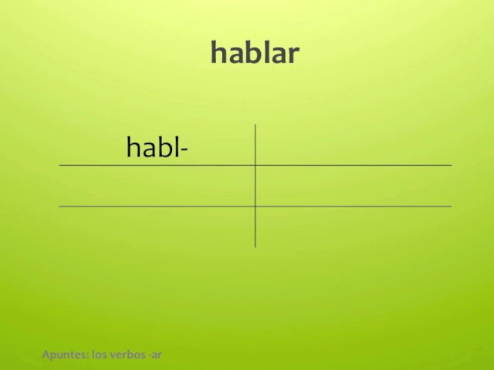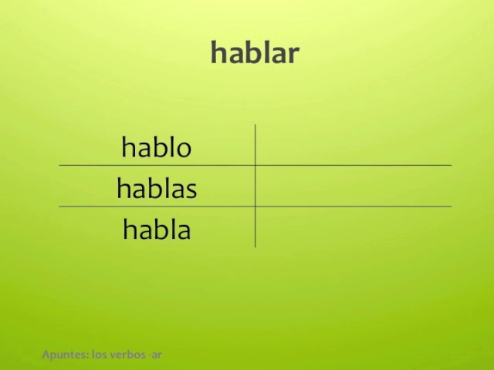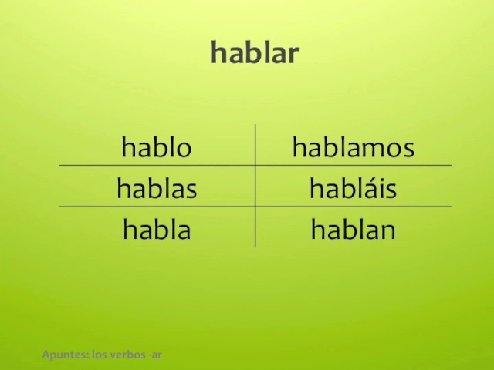Now let's try using the endings to conjugate the verb hablar. Remember, you first need to start with the stem of the verb, then change the endings. So we'll start with the stem habl, H-A-B-L, then we'll add our yo ending, o, to form hablo. The tú form, after we take our stem and the tú ending as, is hablas. El, ella, usted, habla. Nosotros hablamos. Vosotros habláis. And ellos, ellas, ustedes hablan.